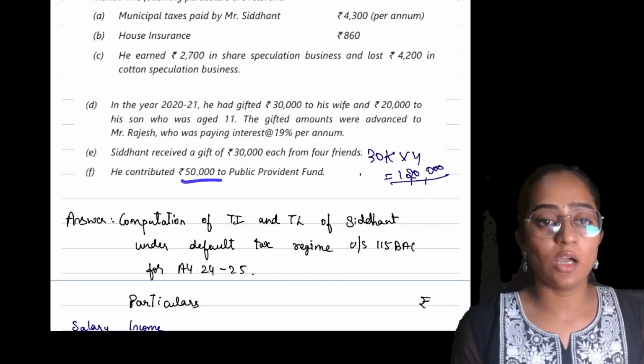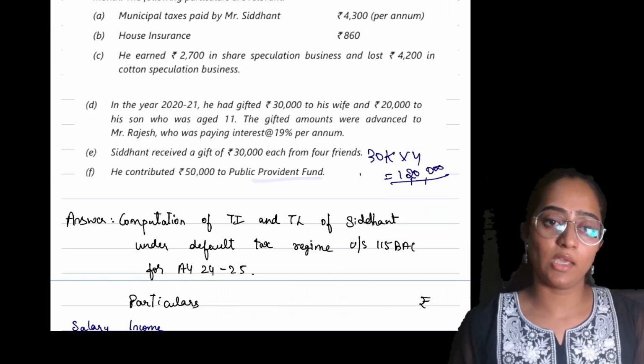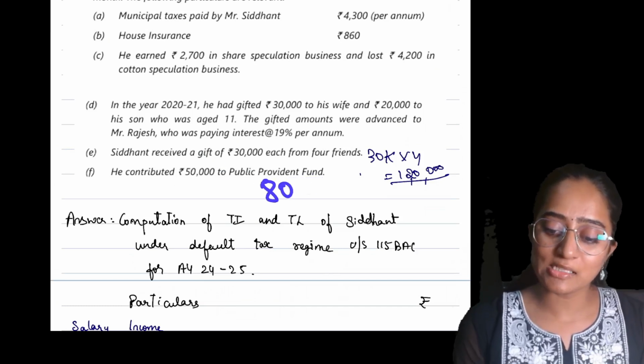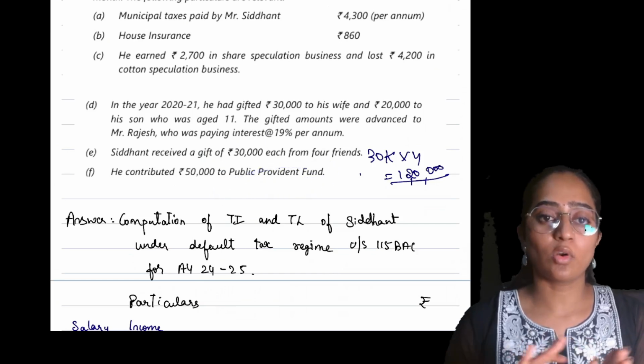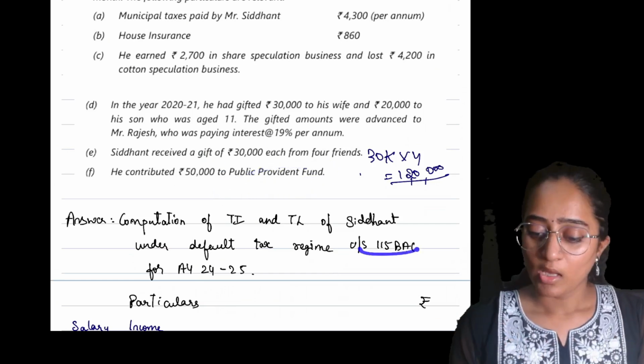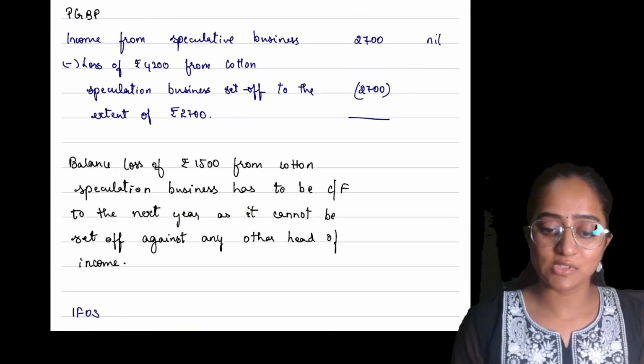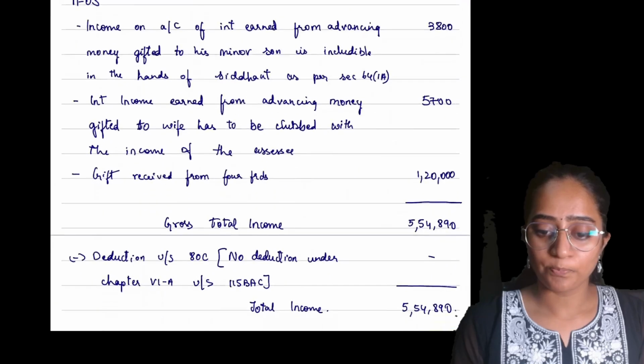He contributed 50,000 to the PPF. This is going to be considered under chapter 6A only in case of normal provision, not under your 115BAC. Under 115BAC, we have seen these 2 points. This point is also done.